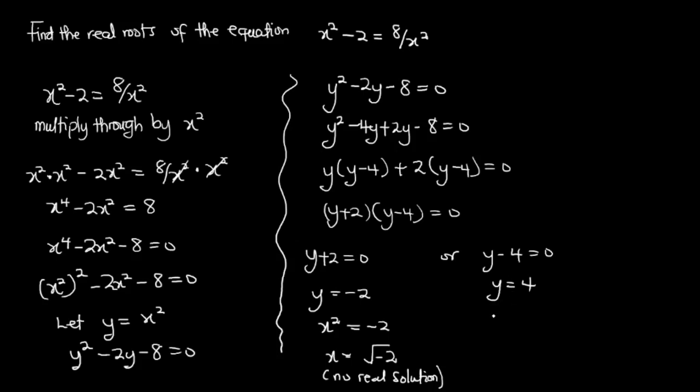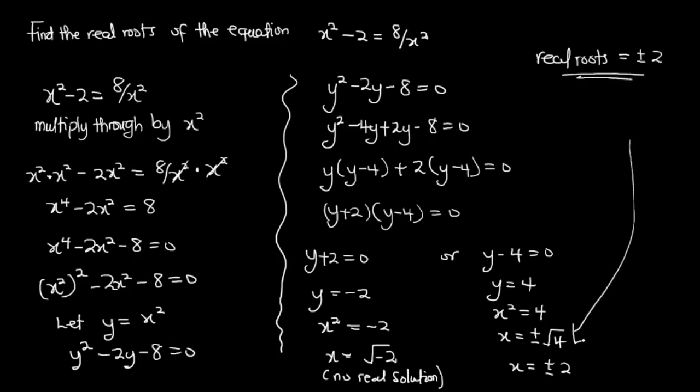But for the second term, x squared is equal to 4. So if we take the root of 4, this is plus or minus the root of 4. x will be equal to plus or minus 2. So for this particular equation, instead of having 4 answers, the real roots, that is the real numbers that can make this equation equal to 0, are plus or minus 2. This is our answer as we've obtained from this side. Alright, so let's have a look at one final example.